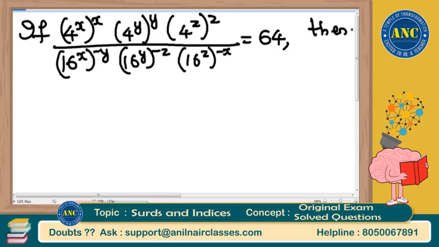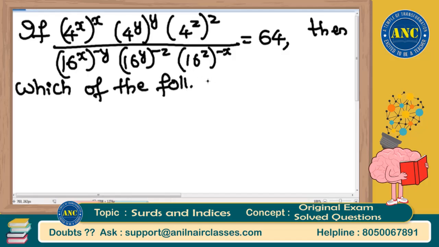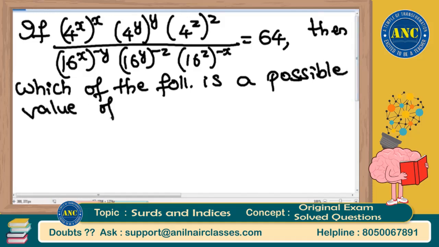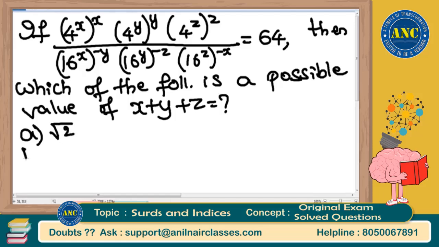Then which of the following is the possible value of x plus y plus z? Which of the following is a possible value of x plus y plus z? Options are root 2, root 3, 2 root 3. These are the 4 options. Again, it's a very easy question.